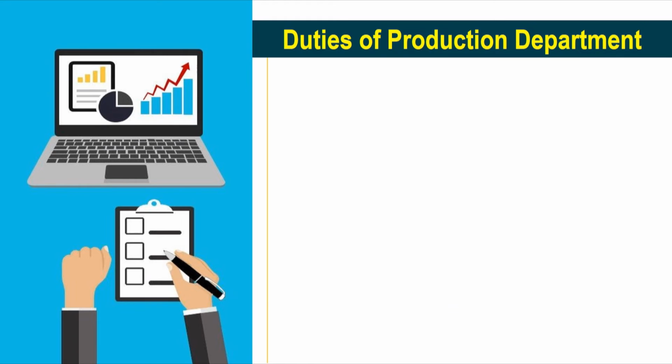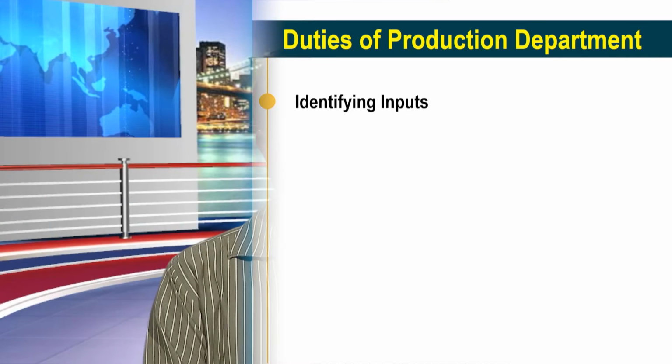Now, we shall discuss the duties of the production department. The production department is responsible for creating the finished product which the company needs to sell to earn profits. The main duties of the production department are identifying the inputs. So, to meet the production targets, the production department establishes the quantity of raw material, types of machinery and equipment and the manpower required to achieve the desired output level. It may collaborate with the concerned departments for this purpose.